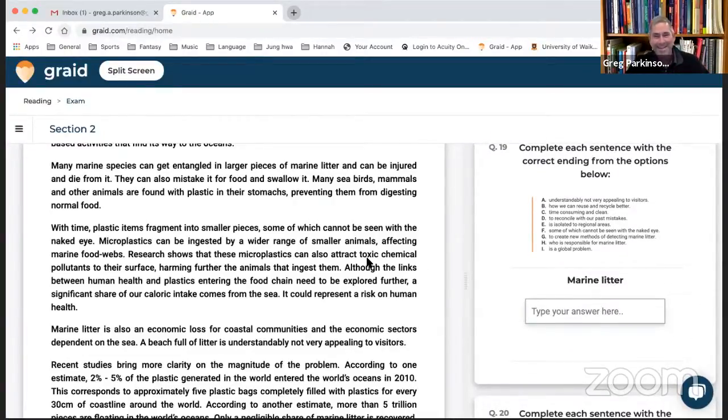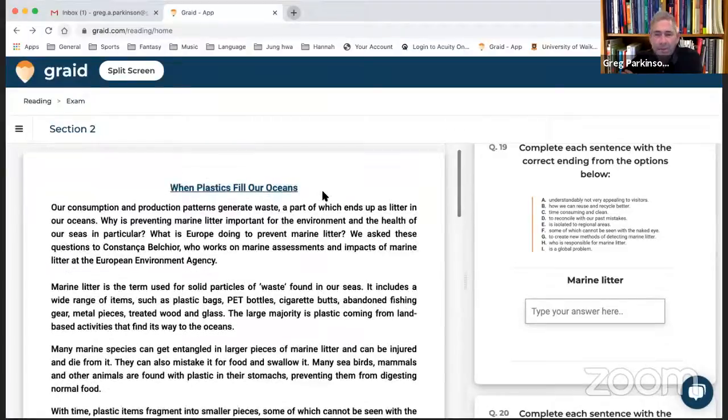So marine litter. Now, this one here, I would actually try to make a prediction because as you've seen, the instances of marine litter in this reading are very high. So I want to at least narrow down a possible answer. So we know the answer is not going to be A, and the answer is not going to be F, because those have already been taken. So marine litter, how we can reuse and recycle better, that is grammatically incorrect. So B's not a possible answer. Marine litter, time consuming and clean, again, grammatically incorrect, can't be possible. Marine litter, to reconcile with our past mistakes, not possible.